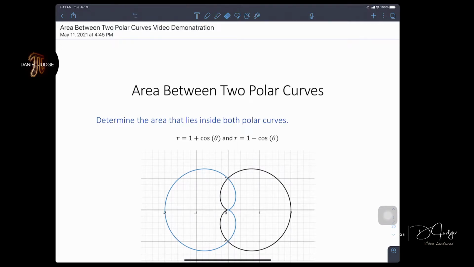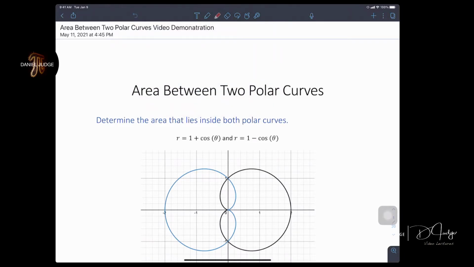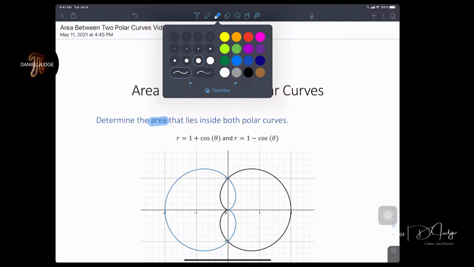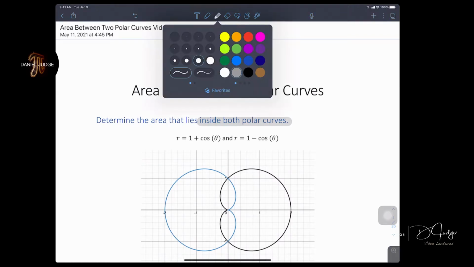Okay, we're going to look at how to find area between two polar curves. This is based on the calculus lecture I gave, and in this particular lecture, we talked about how to determine area within a polar curve. Now, this one is saying to determine the area that lies, here's the key phrase, inside both polar curves. So we want the area that's going to be inside both curves here.